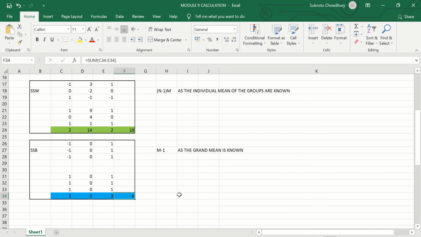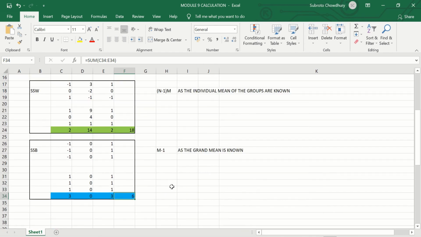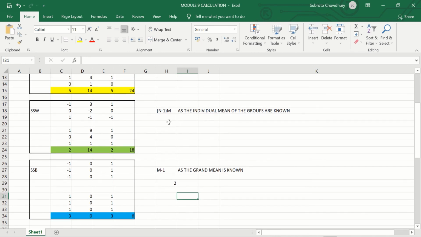Now we will try to calculate the F statistic. In case of SSB, how many degrees of freedom are there? This is m minus 1, so our degrees of freedom will be 2. And in case of SSW, n is 3, so 3 minus 1 is 2, 2 into 3 is 6. So we have 6 degrees of freedom, right?